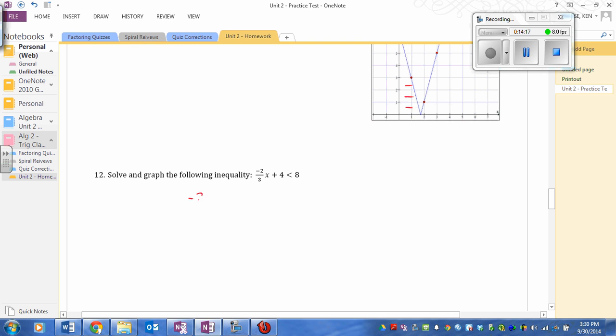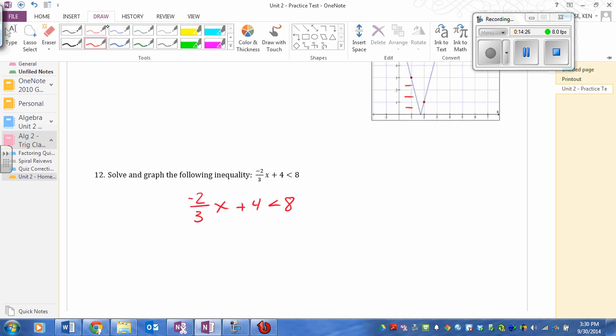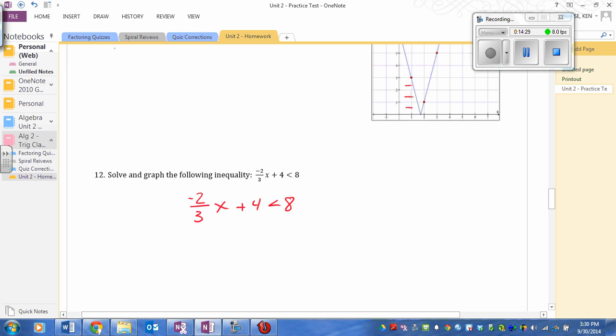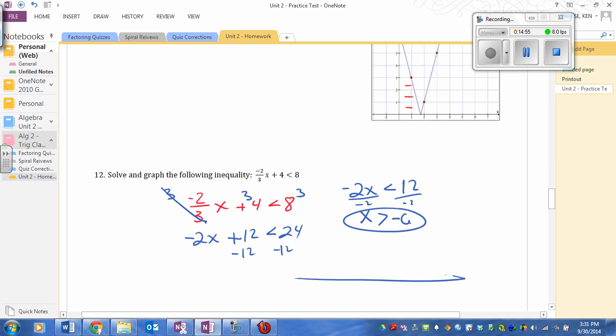So this one right here, I got negative 2 over 3 x plus 4 less than 8. At this point, you should be thinking, I got a negative. I'm going to end up having to multiply or divide by a negative, which means I'm going to have to flip the sign, so don't forget. We're going to multiply everything through by 3. Negative 2x plus 12 less than 24. Subtract 12, subtract 12. Negative 2x is less than 12, divided by negative 2. X is greater than negative 6. Open or closed circle.